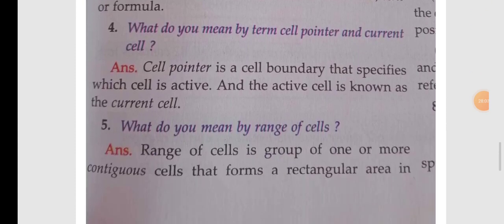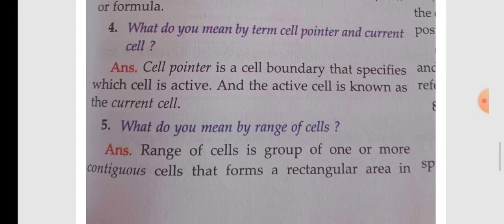Our next question is, what do you mean by the terms cell pointer and current cell? The cell pointer is a cell boundary that specifies which cell is active, and the active cell is known as the current cell.